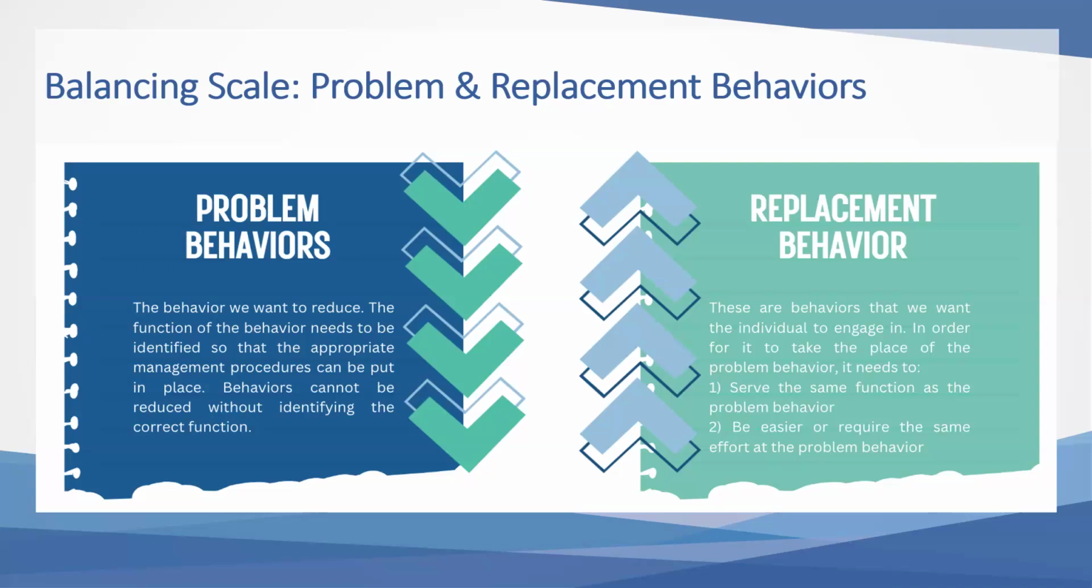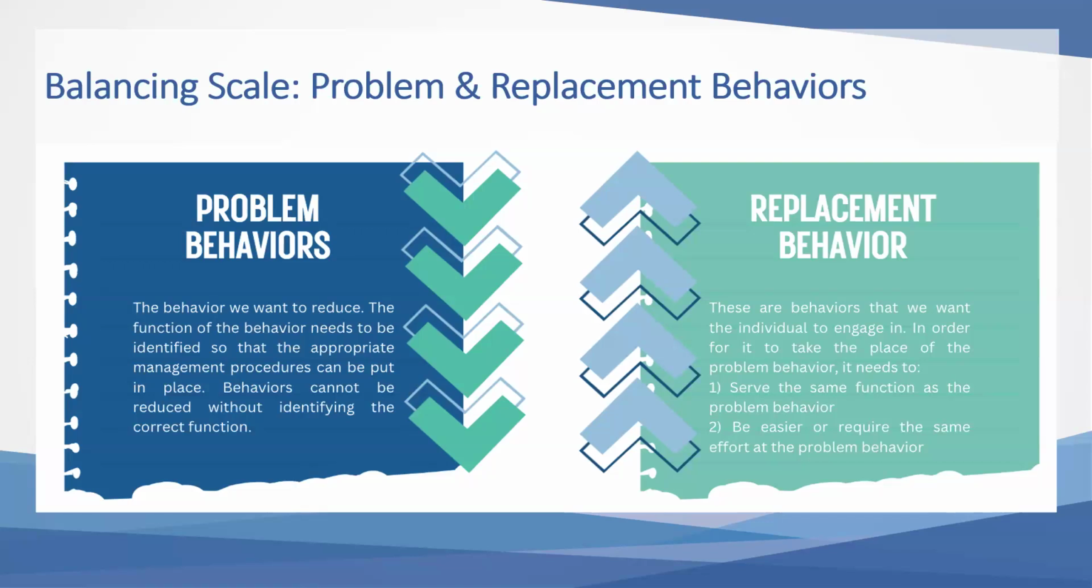One, it has to serve the same function as the problem behavior. So if the problem behavior is for attention, then the replacement behavior needs to be for attention, and a more appropriate way to get that attention. And then the second criteria for replacement behavior is that it needs to be easier or have the same response effort as the problem behavior.